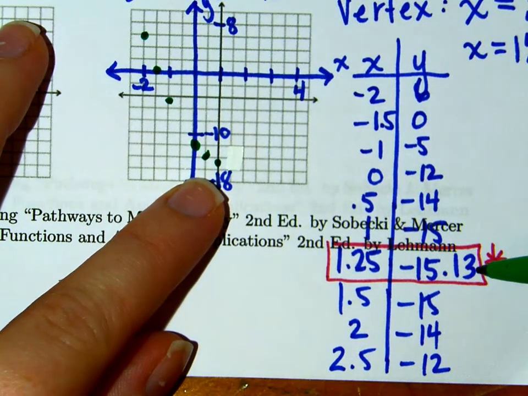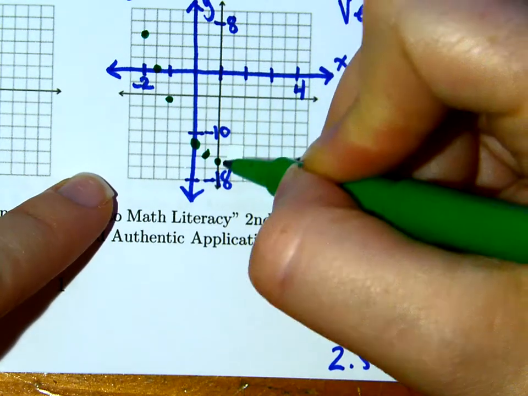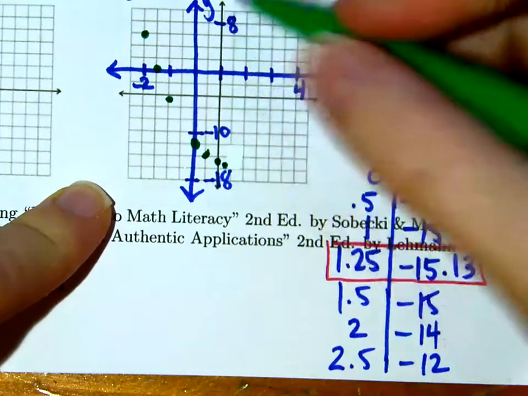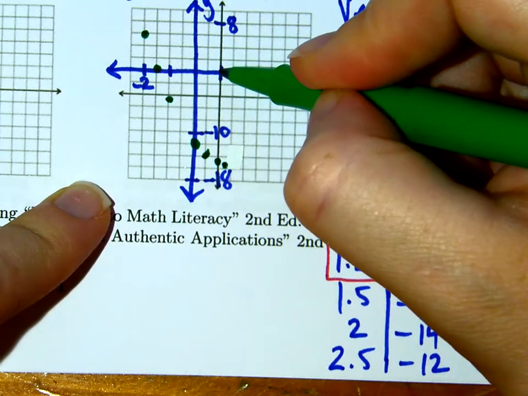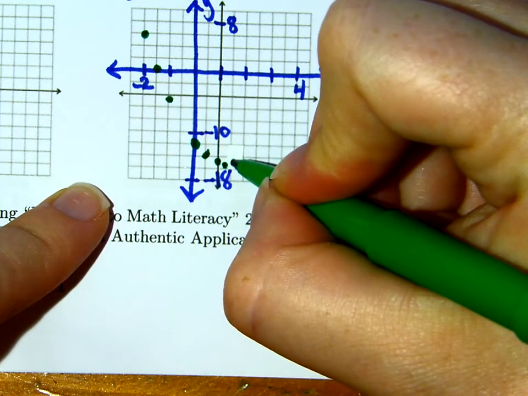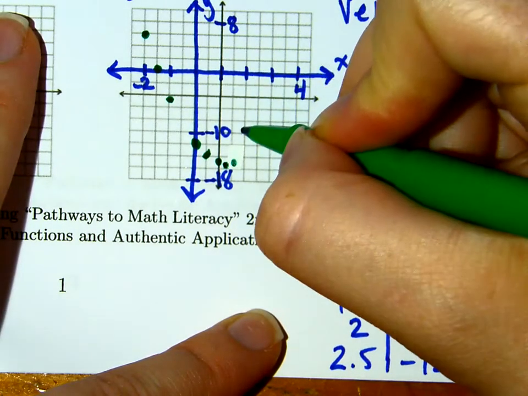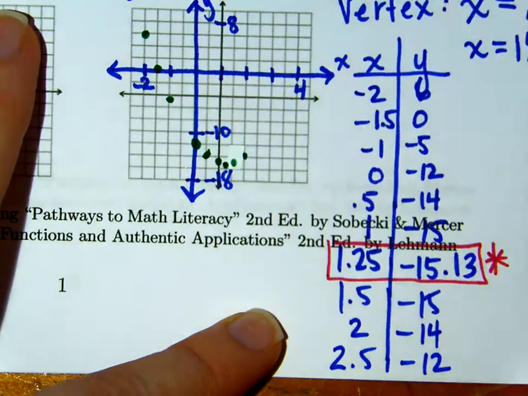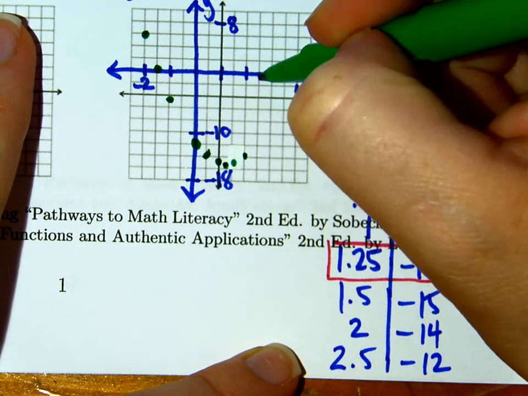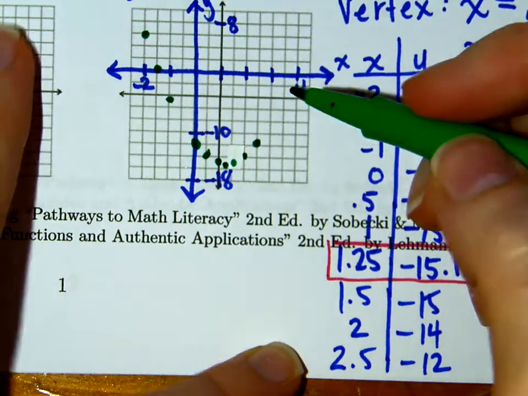And at 1 1/4, it's our peak. So if this is 1, and we're counting by halves, something of the sort right there. And then at 1 1/2, we're at -15 again. Okay, at 2, -14, -10, 14. And at 2.5, 1, 2, 2 1/2, -12. So here's -10, -12. Got it.